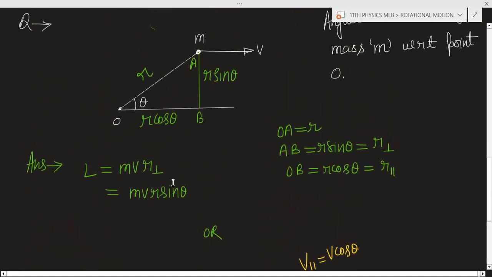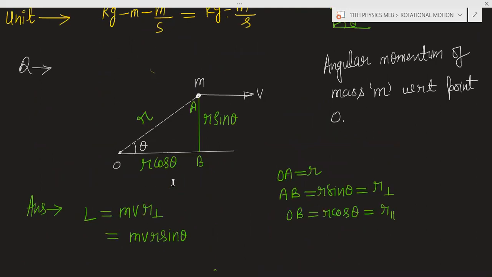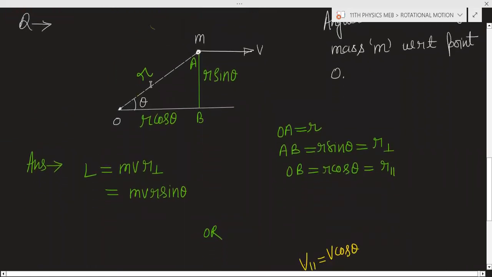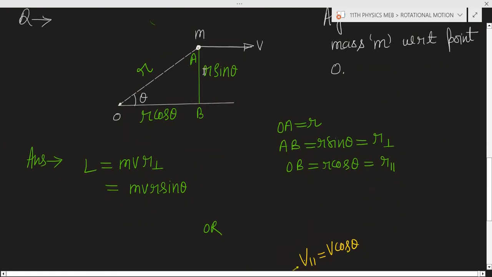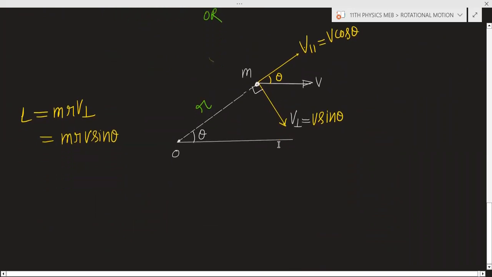But depending upon the question, in further questions we will use the convenient method, the easiest one. Sometimes taking the component of r will be easier for you, and sometimes taking the component of the velocity will be easier. So accordingly we will see.